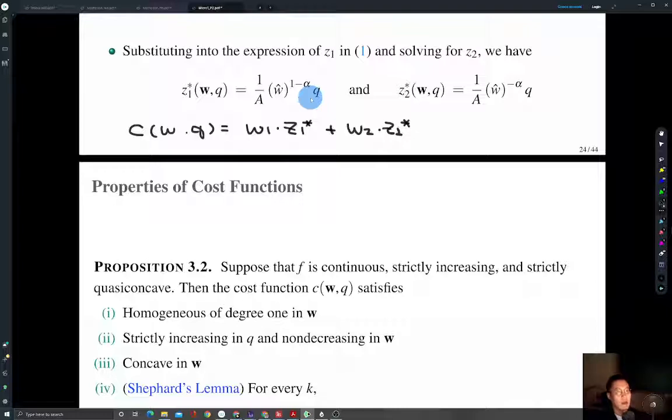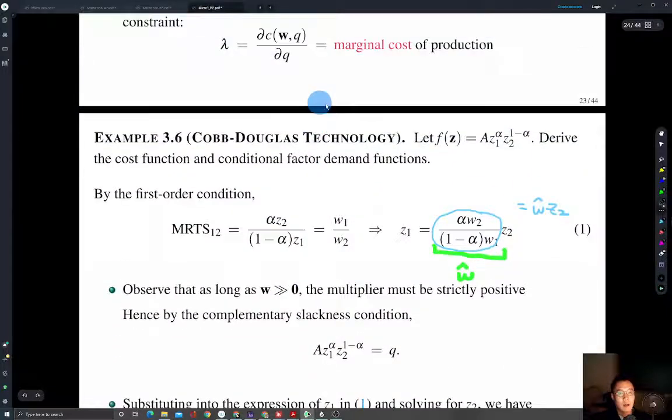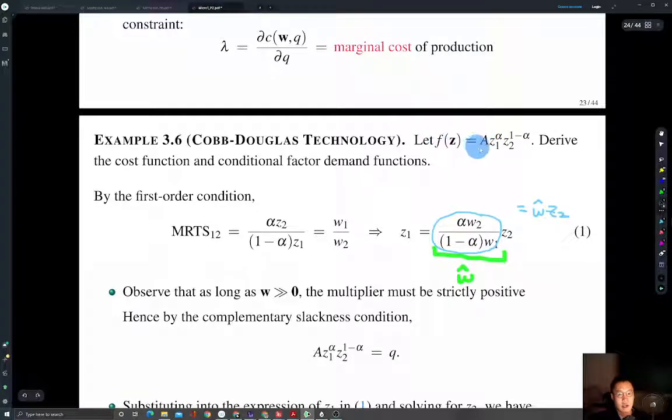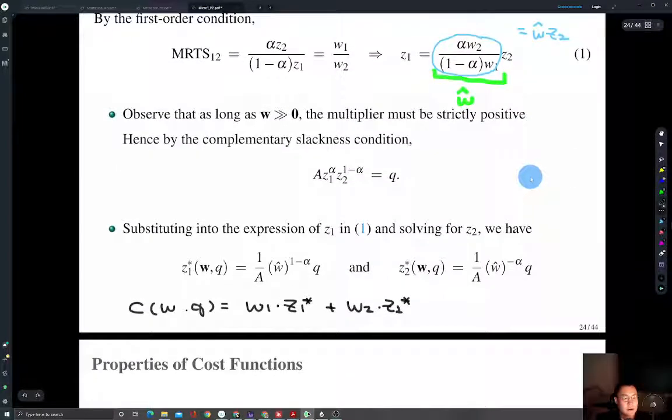Okay, and then one more thing you can observe is this Cobb-Douglas function is given by z1 to the alpha and z2 to the power 1 minus alpha. So the sum of two exponents is given by 1. It means this technology exhibits CRS. Okay, so in case of CRS, the corresponding cost function is going to be linear function with respect to Q.